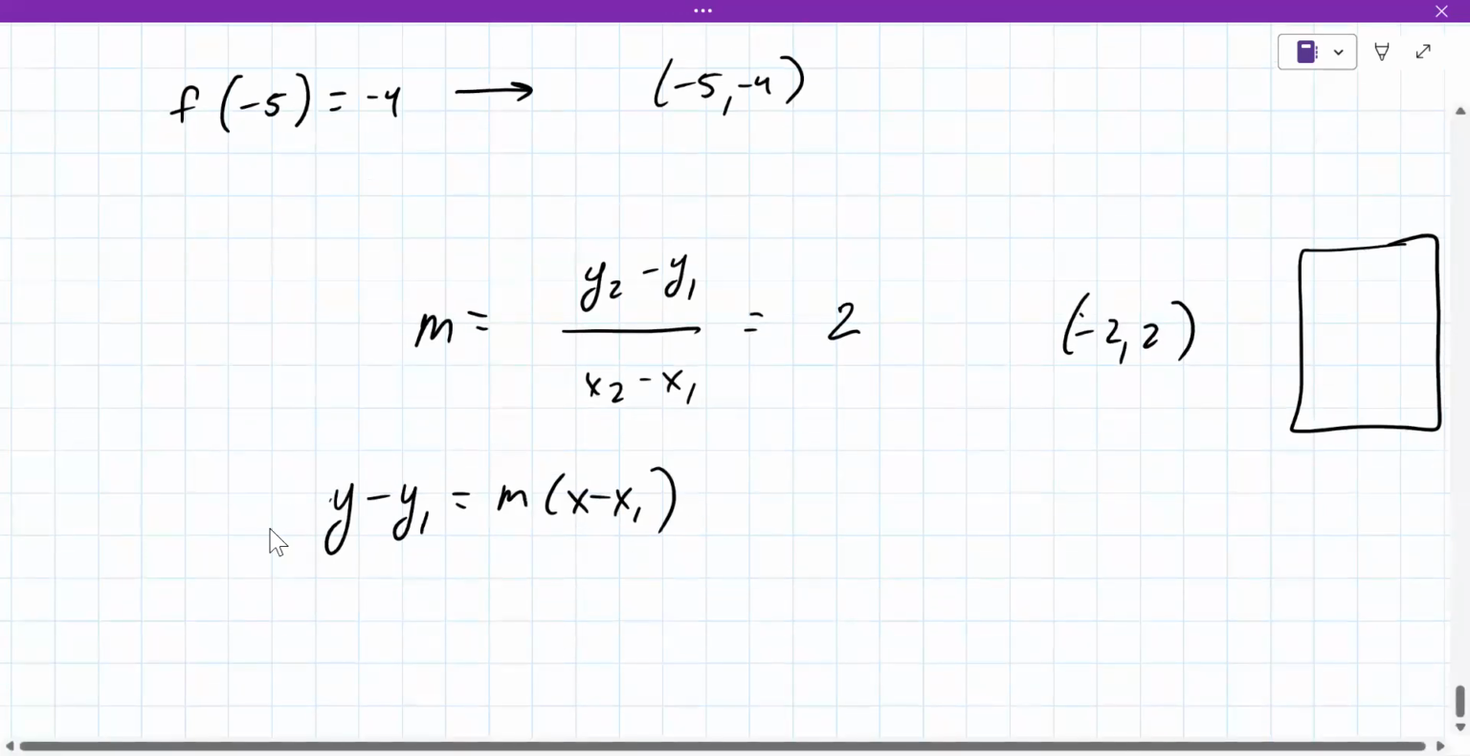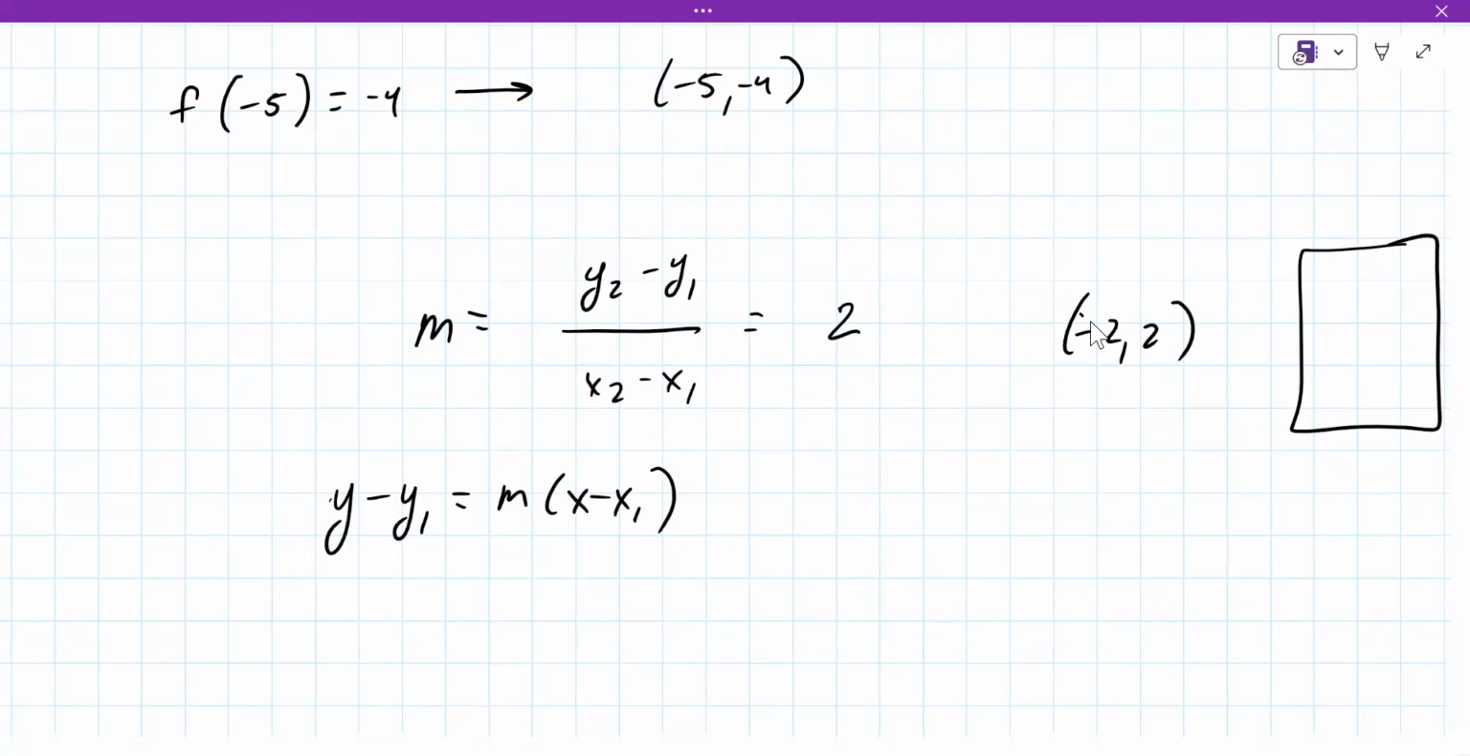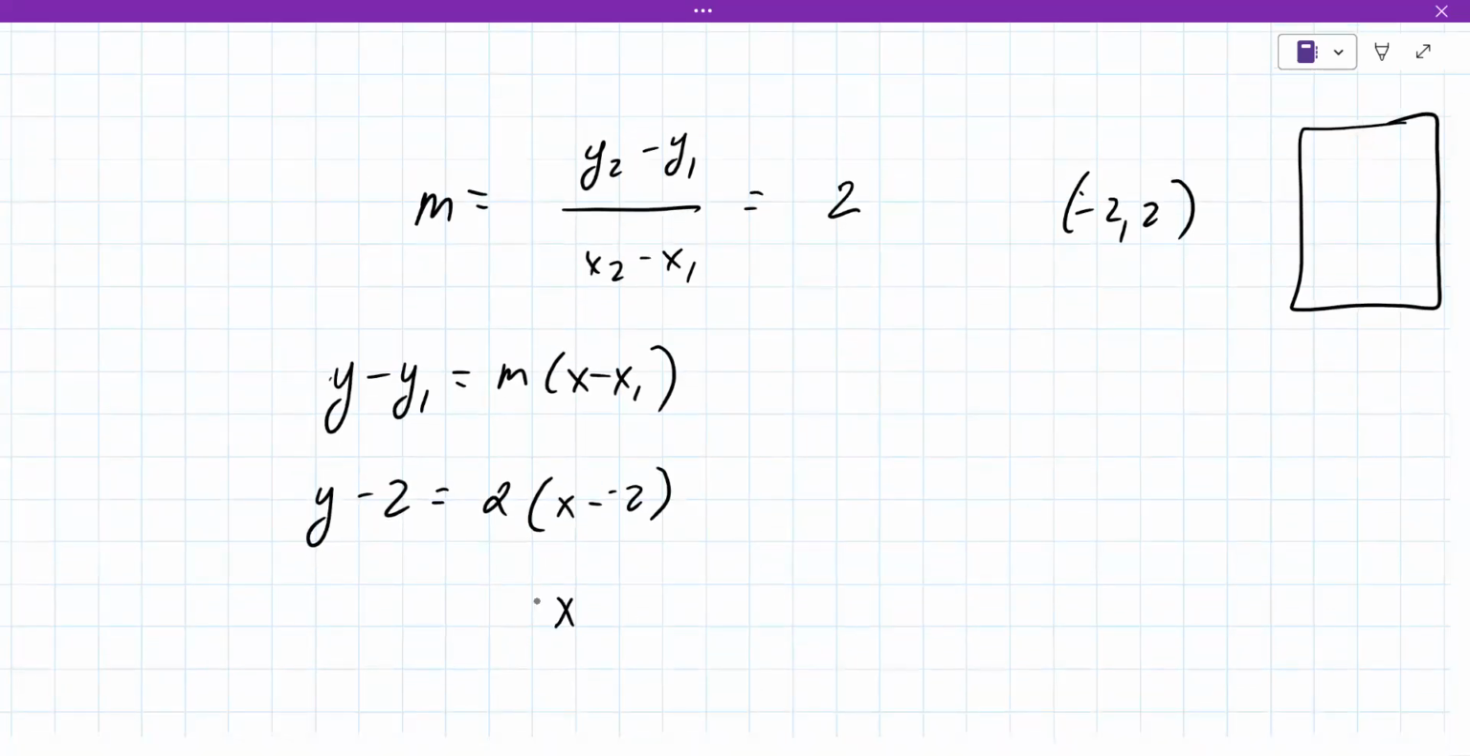I want you to write this equation with the slope and the -2 and the 2. Lots of 2's in there. Y minus 2 equals 2 times parentheses, x minus -2. What does that parentheses become? +2. Yeah, x plus 2. Good.